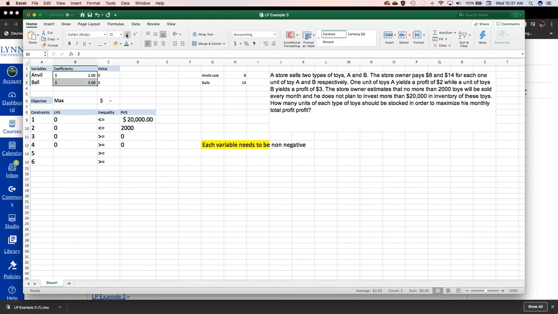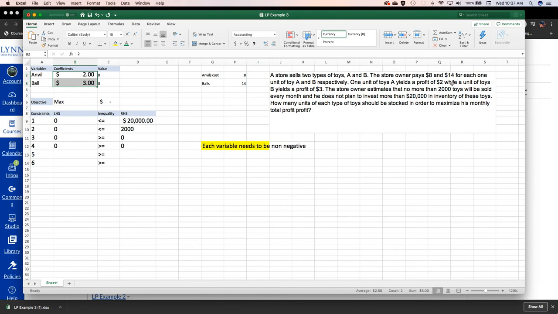We've got that over here. Okay. And each unit of toy B, the balls, $3. The store owner estimates that no more than 2,000 will be sold, which we have. So anvils and balls together is less than or equal to 2,000. And the total amount of money that we're going to spend is less than 20,000.